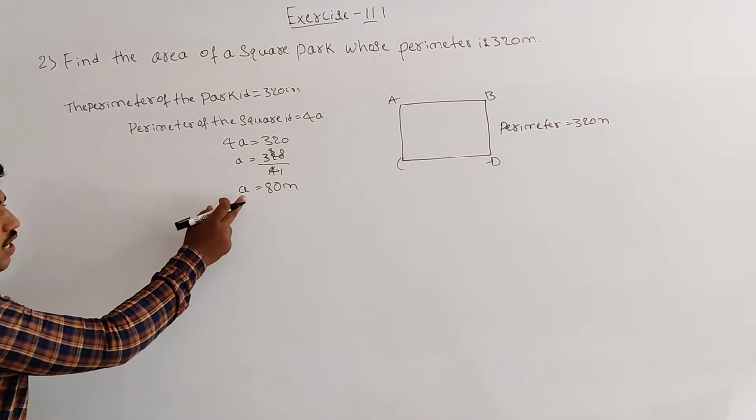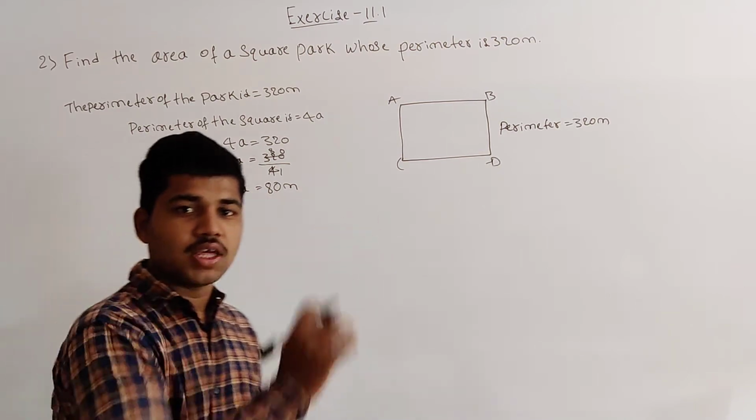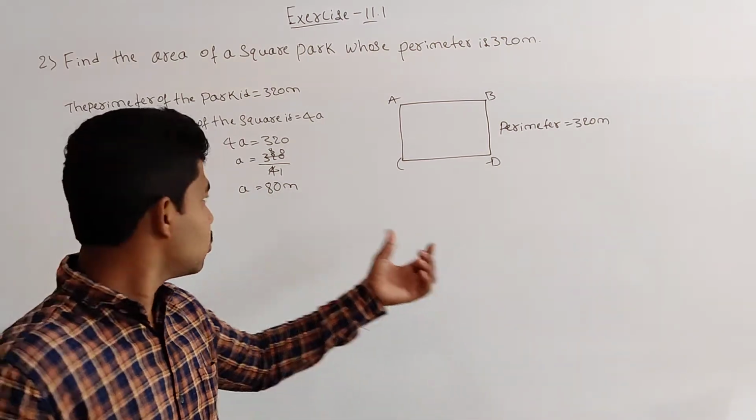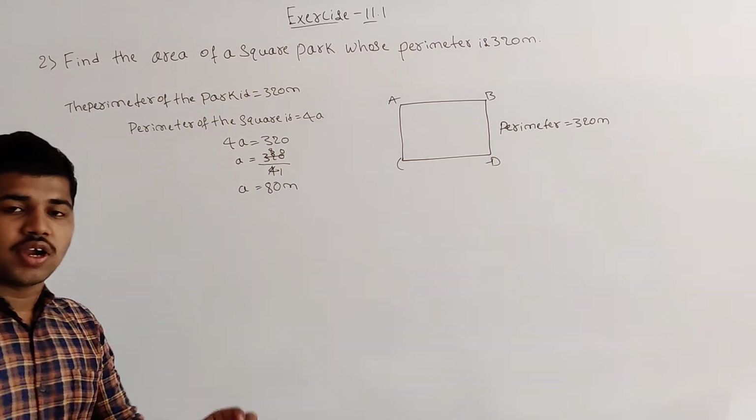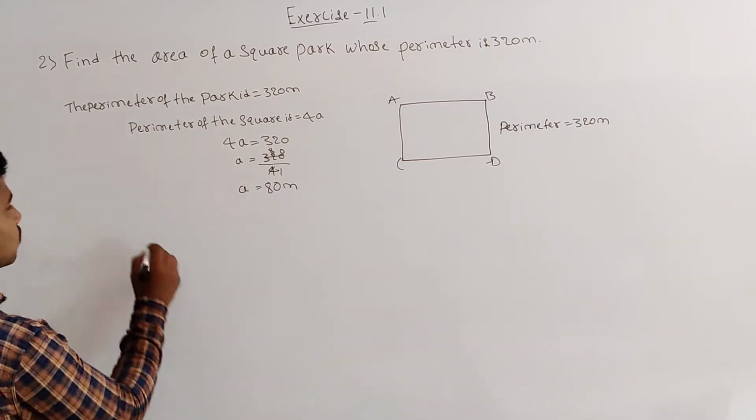Now we already know the one side formula. We already know one side of the perimeter. What is the side of the perimeter? You got 80 meters. Now they asked to find the area of the square.